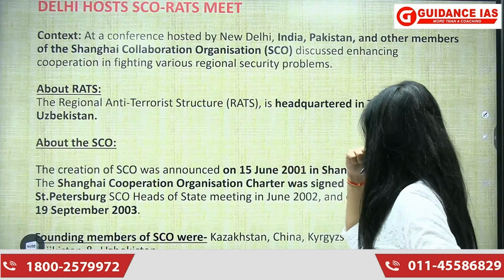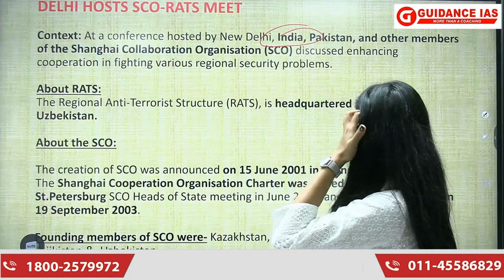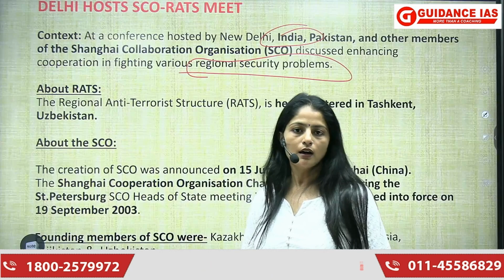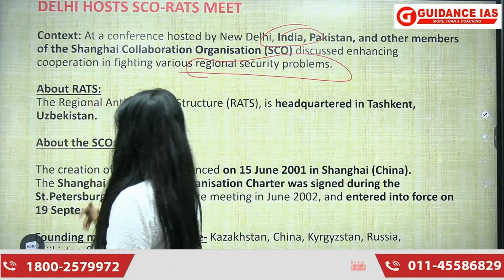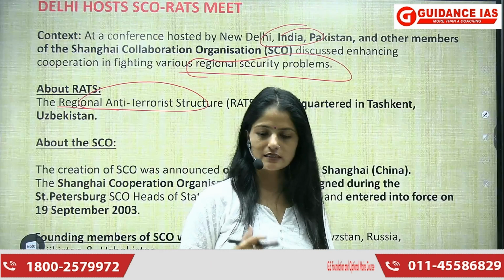At a conference hosted by Delhi, Pakistan and other members discussed enhancing cooperation in fighting various regional security problems at the Shanghai Cooperation Organization. If we talk about RATS, RATS stands for Regional Anti-Terrorist Structure, whose headquarters is in Tashkent, and it has come out of the SCO itself.